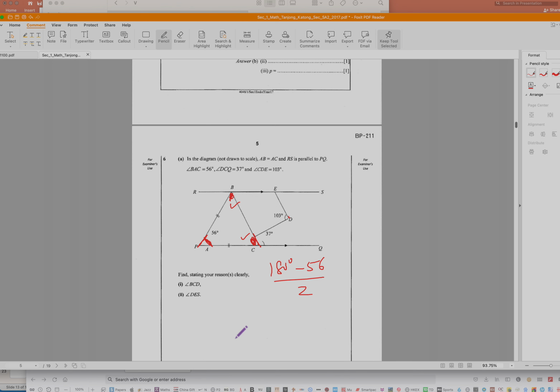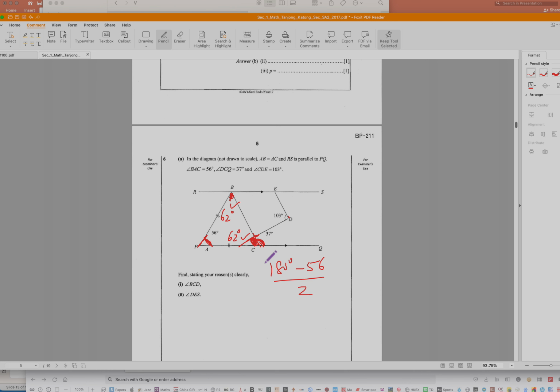So what's the answer? You can just press the calculator and figure it out. I got 62. Okay, so once this is 62, I think you can get this one already. Because 180 minus 62 minus 37. Which one is 37 by the way? This one. That line still have to extend.